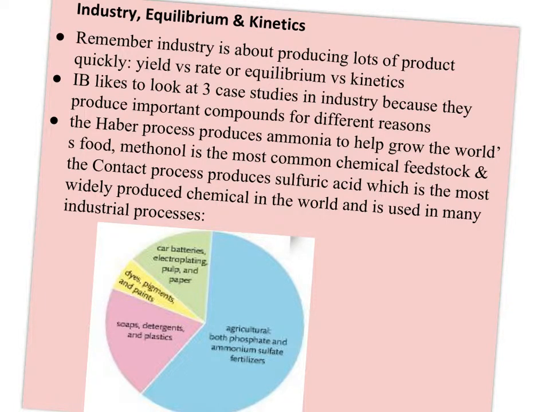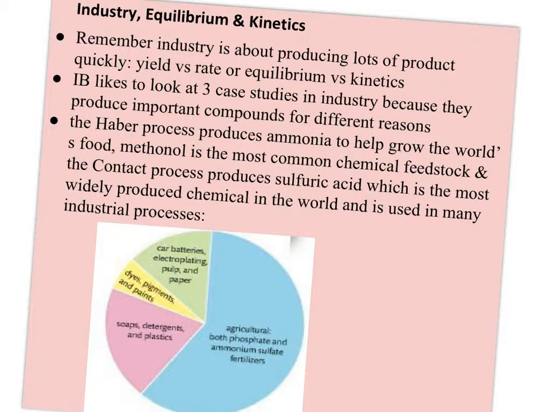Welcome. This video is going to take a closer look at equilibrium and kinetics in the industrial setting. Remember, industry is about producing lots of product quickly. So lots of product is your yield, or equilibrium, versus the rate, or kinetics. And IB likes to look at 3 case studies in industry because they produce important compounds for different reasons.